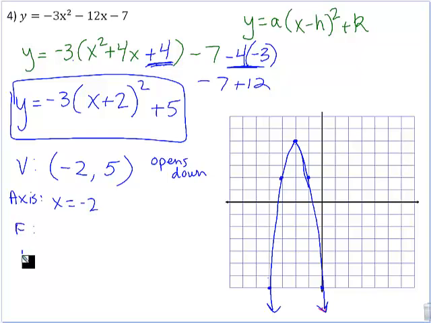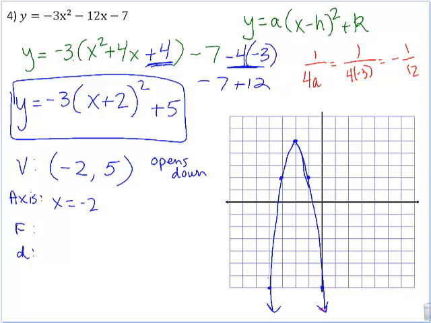Focus and directrix. What do we need to find out to name what the focus and directrix is? Got 1 over 4a. So in this case, what's our a value? Negative 3. So 4 times negative 3. Yeah. So negative 1/12.